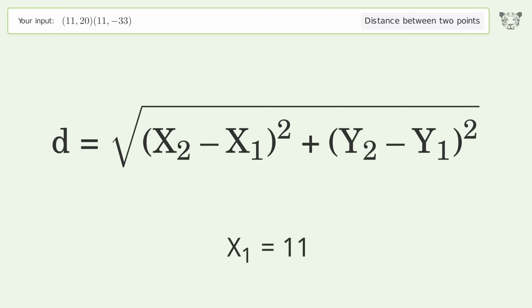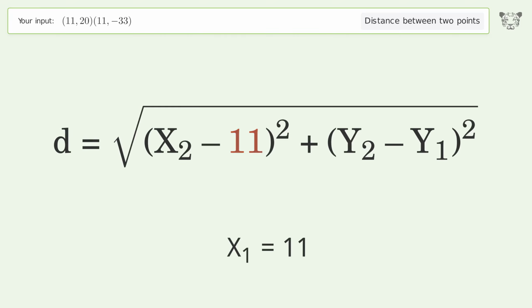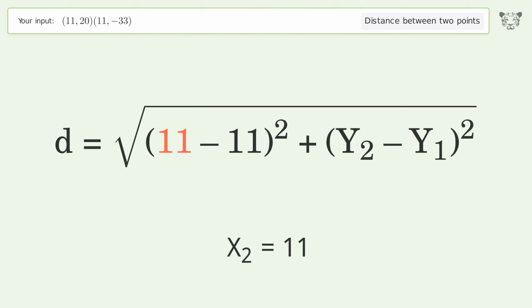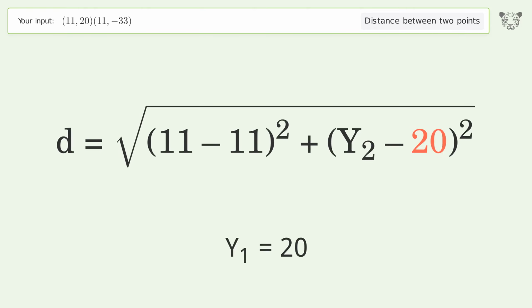x1 equals 11. x2 equals 11. y1 equals 20. y2 equals negative 33.